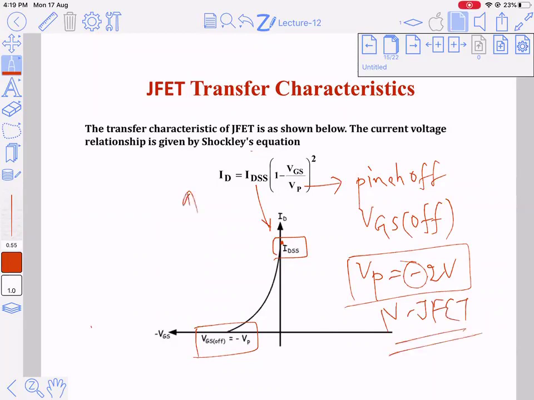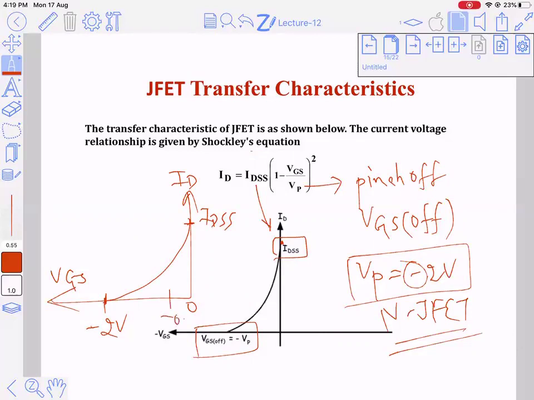Right? So the graph will go like this. It is negative, right? So at the negative point, the current goes to 0. That is minus 2. At 0, the current is maximum, say IDSS. So this is VGS, this is ID, and the graph goes like this. Is this clear? So for minus 0.5, for minus 1, you'll have the current. After minus 2, whatever voltage you apply is immaterial because the current is 0. Why? Because the depletion regions have touched each other. You don't have any current flowing. No current.